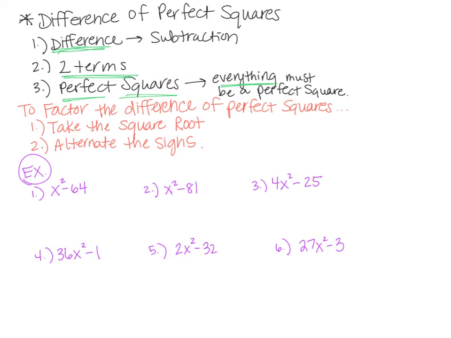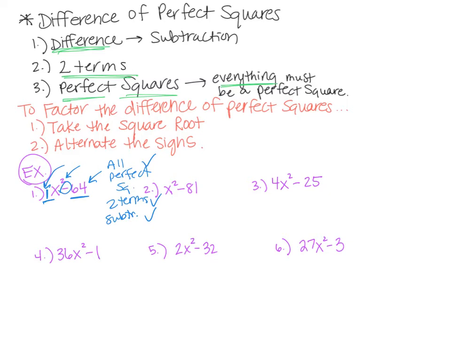If I look at this first example, I notice that I have a 1 here in front. 1 is a perfect square. x squared is a perfect square. 64 is a perfect square. So they're all perfect squares. Then I also notice that I only have two terms, and that they are being subtracted. Those are the three things that I need in order to factor this expression.